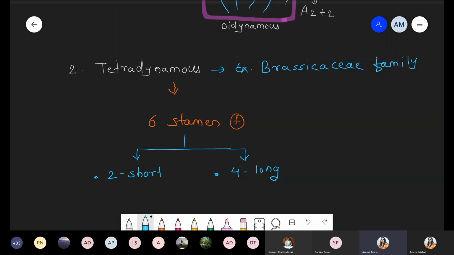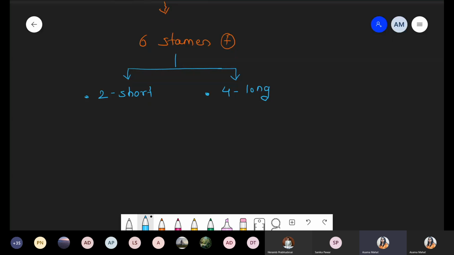Yes, true. So now in this condition we have to represent the Brassicaceae family. First of all we represent it in a diagram. The 2 short ones are represented toward the outer side. So just check, we draw these 2 short toward the outer side, and now toward the inner side there is the presence of 4 long.